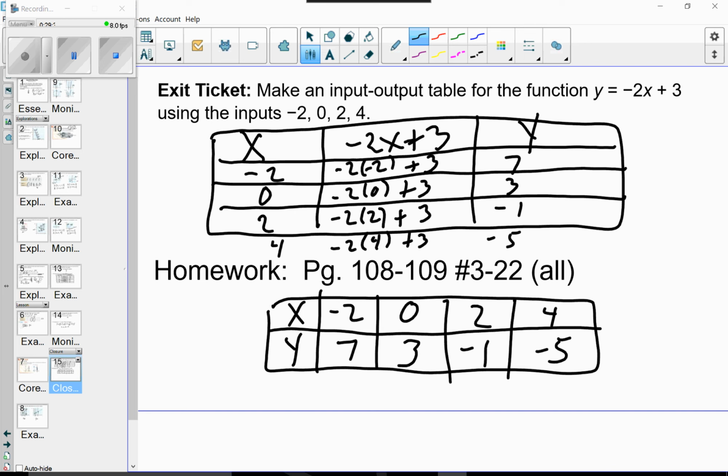Okay. So assignment, as you see, is page 108, 109, 3 to 22 all. As long as you tried these and saw how we did them, you should be fine on the assignment. Just make sure you have it done and brought back tomorrow.